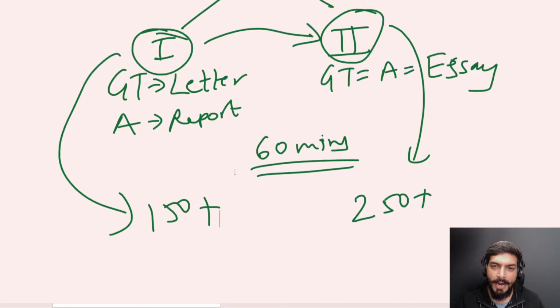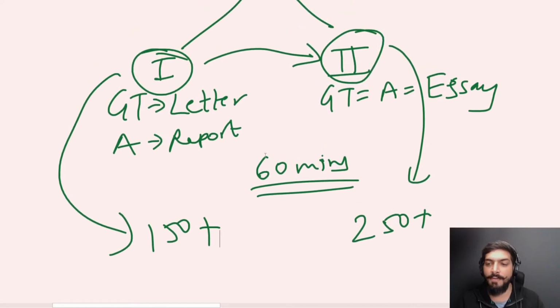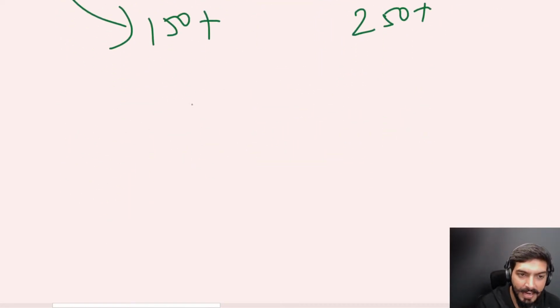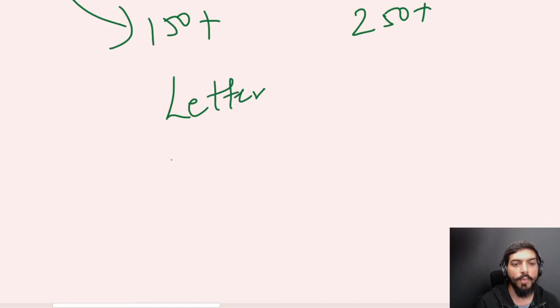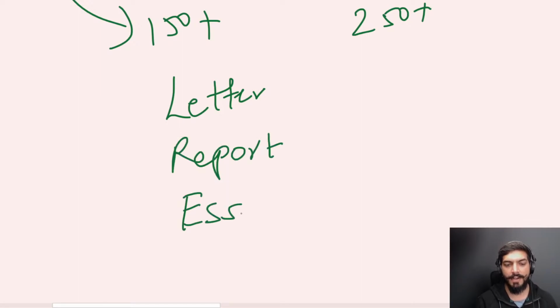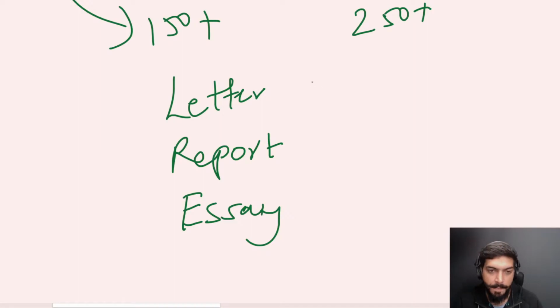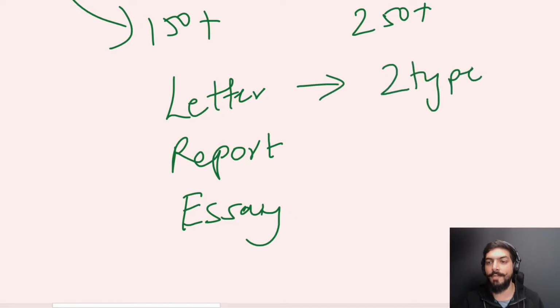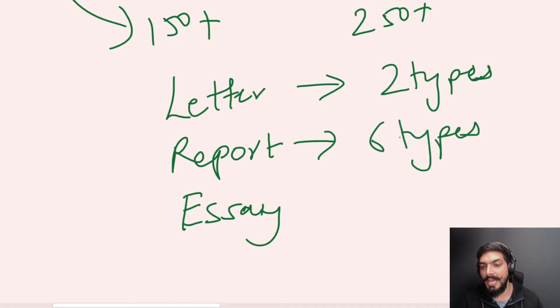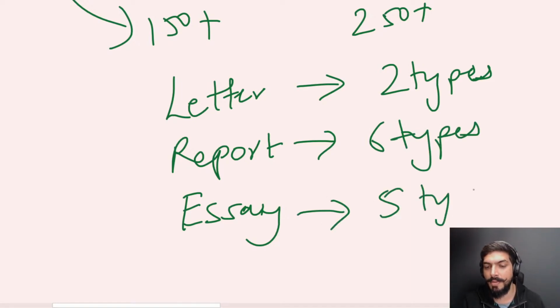Coming to the point about certain aspects, we have 3 things to discuss. We have letters to discuss, we have reports to discuss, and we have essays to discuss. We're going to discuss all of them, but let's see how many types are possible. For letters, there are only 2 types possible based on formality. For reports, there are 6 types possible, and in essay writing, there are 5 types of essay possible.